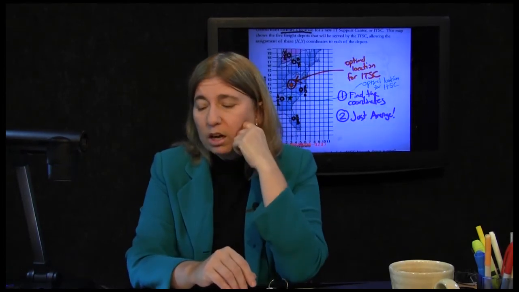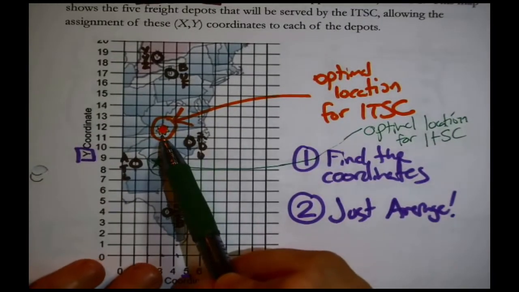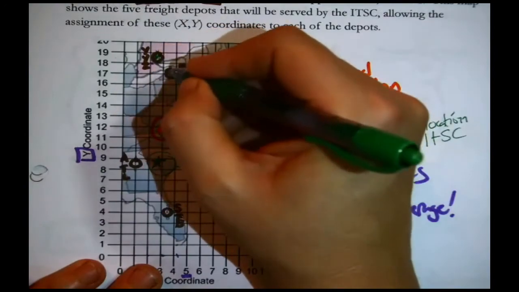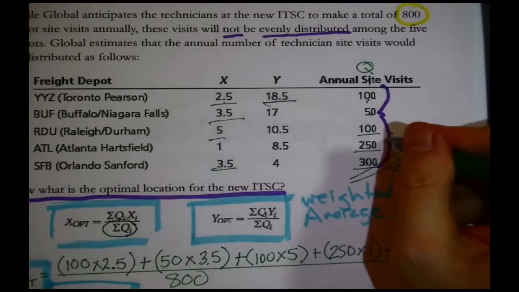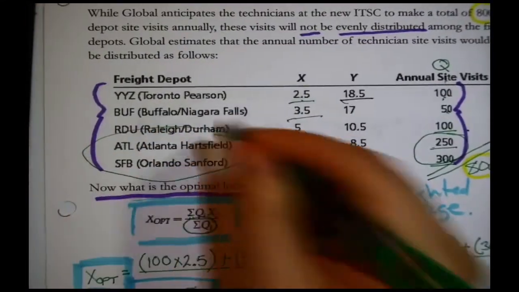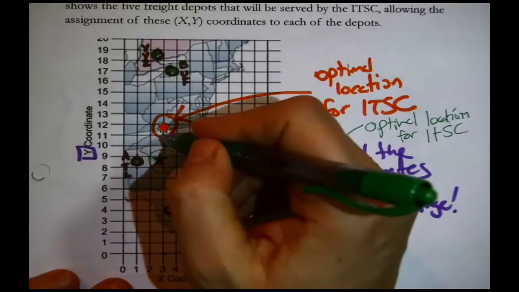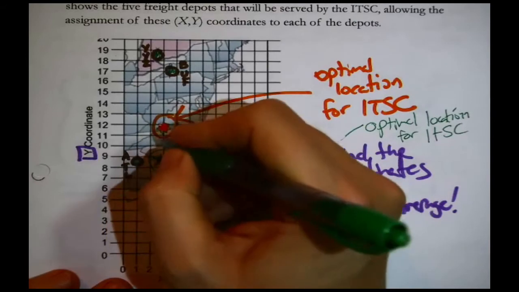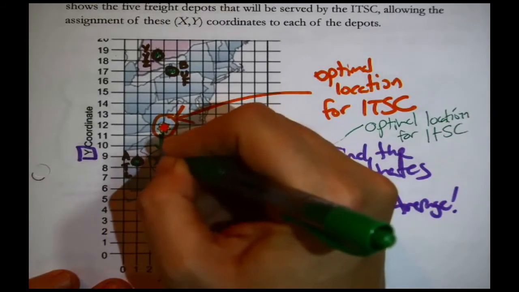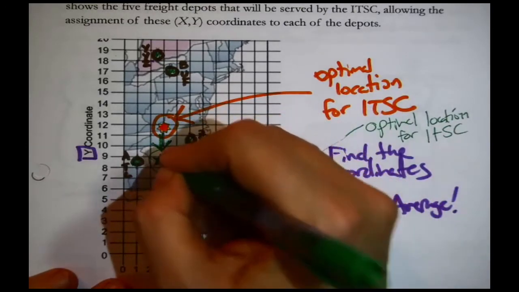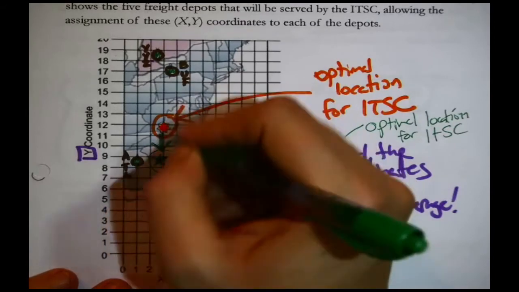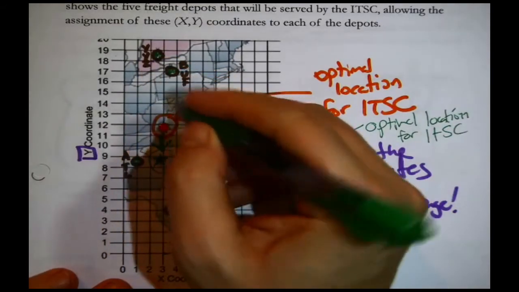Okay, why did it change? That's what I indicated up here in green ink. See how center of gravity works? This particular location, we picked it when we thought all of these needed the same amount of service. Then essentially the problem changed because we got more information, and in that information, notice it's Atlanta and Sanford that need more service. They're here and here to the south. They literally, mathematically, pulled the so-called perfect location of the ITSC towards them because they need more service. They took it away from Toronto and Buffalo.